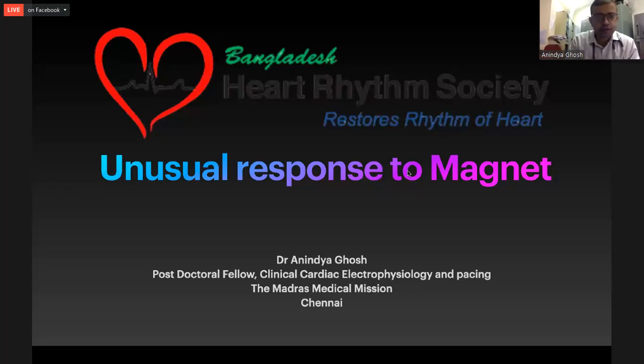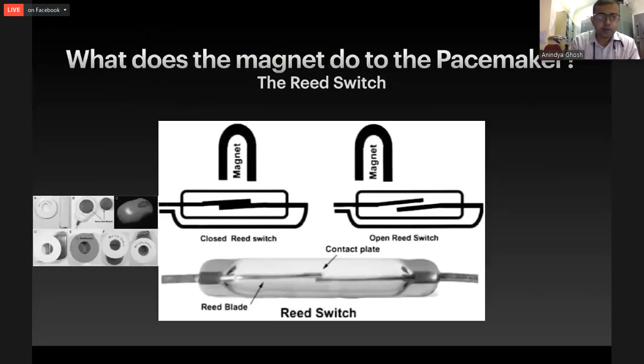Before I move on to my case, which is titled Unusual Response to a Magnet, for novices in the audience like myself, I would like to first discuss what actually a magnet does to a pacemaker. Most pacemakers and ICDs have built-in reed switches, which are programmed to switch on or off in response to external magnet application. Several newer pacemakers have alternative technologies, but that is beyond the scope of this discussion.